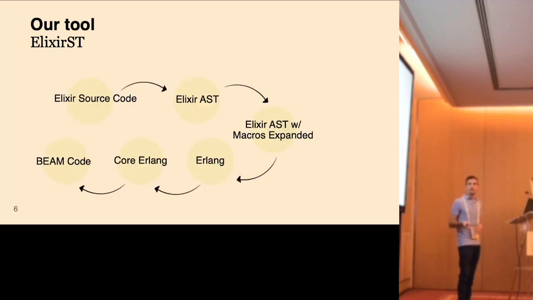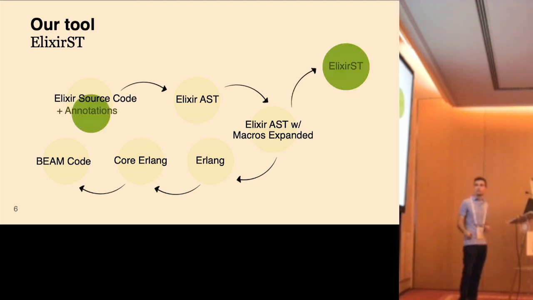Okay, so we integrated it directly within the compilation pipeline of Elixir. Typically you have some Elixir source code, which then compiles into the Elixir abstract syntax tree. Then the macros are expanded for being converted into Erlang abstract format and core Erlang before ending up as a beam bytecode. So what we do is we take the beam bytecode, from it we take the ElixirST with the macros expanded, and then from this you can take the annotations and compare them to the functions.